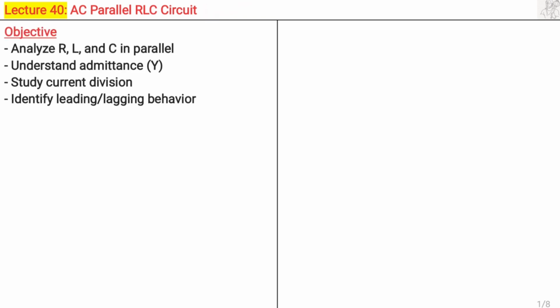Lecture 40: AC Parallel RLC Circuit. So, the objective of this lecture is to analyze R, L, and C in parallel, understand admittance, study current division, and identify leading and lagging behavior.